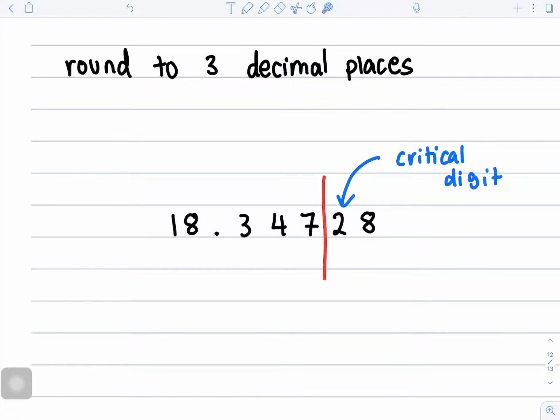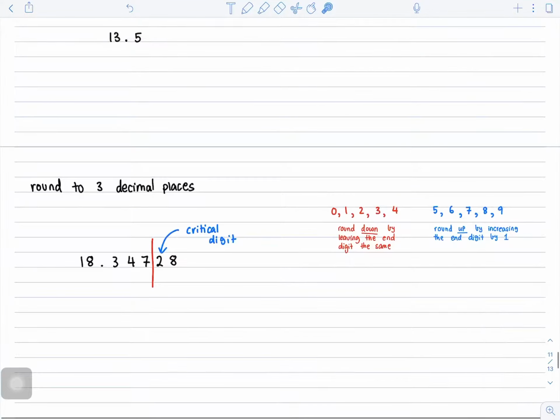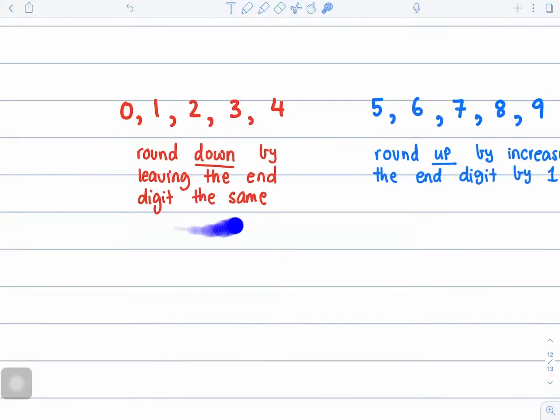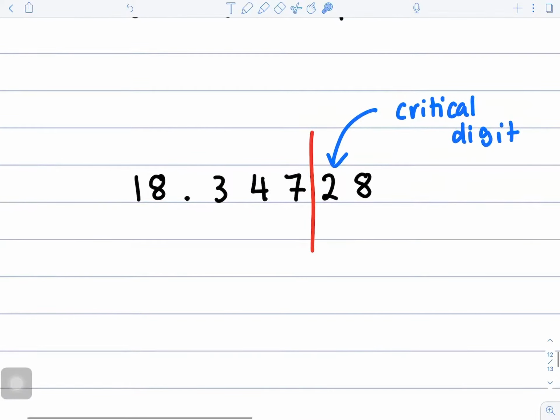Now, because our critical digit is 2, do you think we're going to round up or round down? Let's have a look. Because it's 2, we're actually going to round down by leaving the end digit the same. So again, going to round down by leaving this digit the same. When I write it out, I just write 18.347. So the end digits are going to be the same.